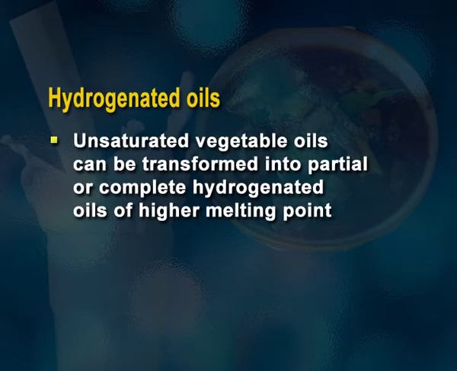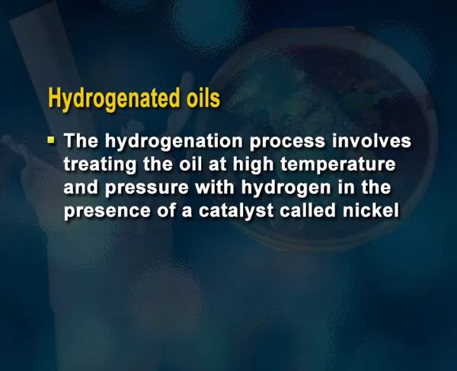Usually, the unsaturated vegetable oils can be transformed into partial or complete hydrogenated oils of higher melting point. The hydrogenation process involves treating the oil at high temperature and pressure with hydrogen in the presence of a catalyst called nickel. An oil may be hydrogenated to increase resistance to rancidity or to change its physical characteristics. As the degree of saturation increases, the oil's viscosity and melting point increase.